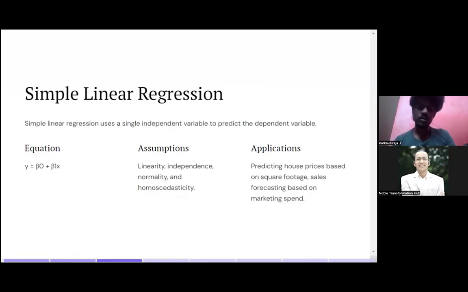So what are the assumptions for simple linear regression? We say linearity, independence, normality, and homoscedasticity. Based on these assumptions, we are creating this simple linear regression. Applications: it predicts house price based on square feet, and then we have sales forecasting, and then marketing. So based on these applications, simple linear regression is very useful.